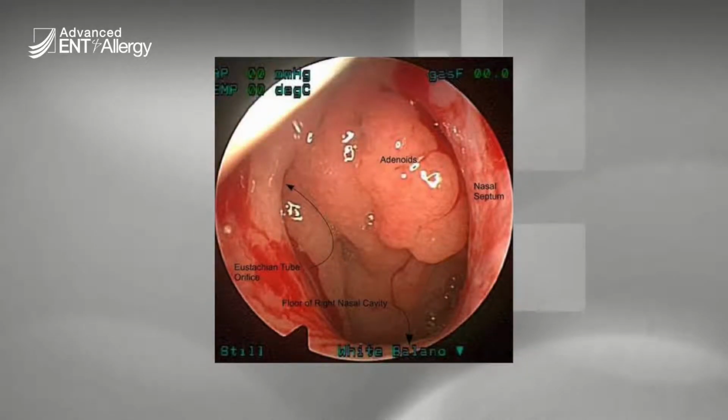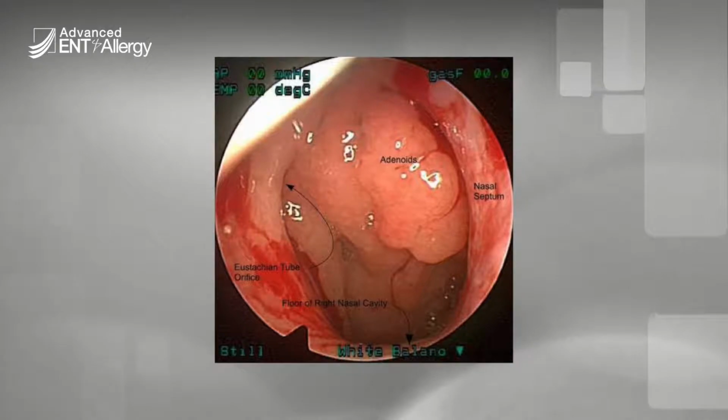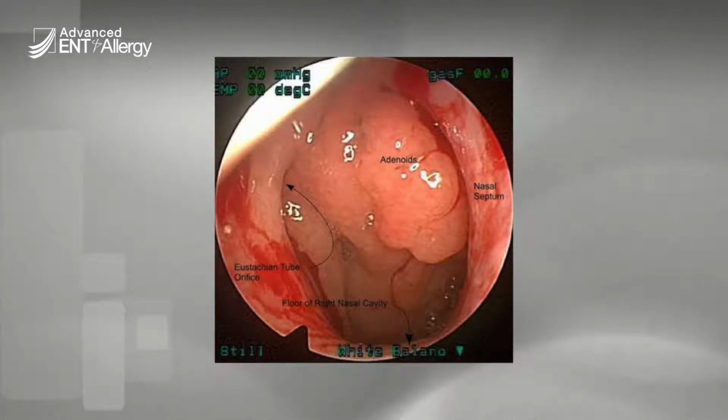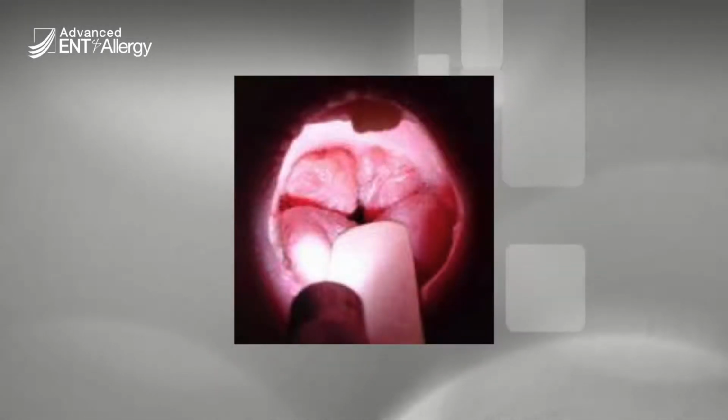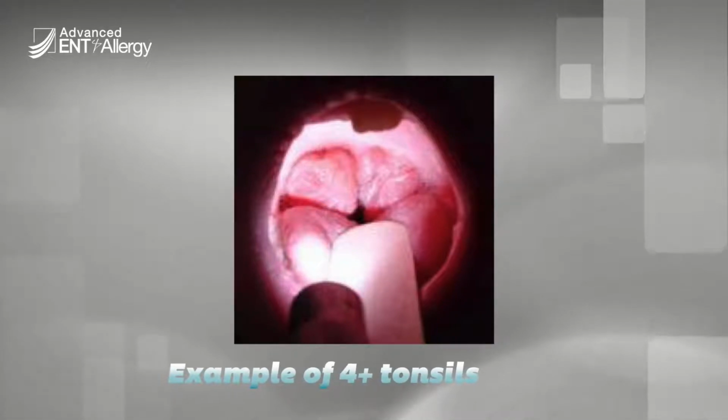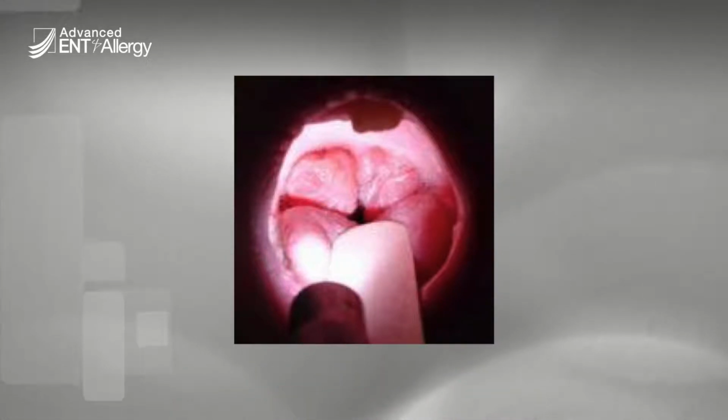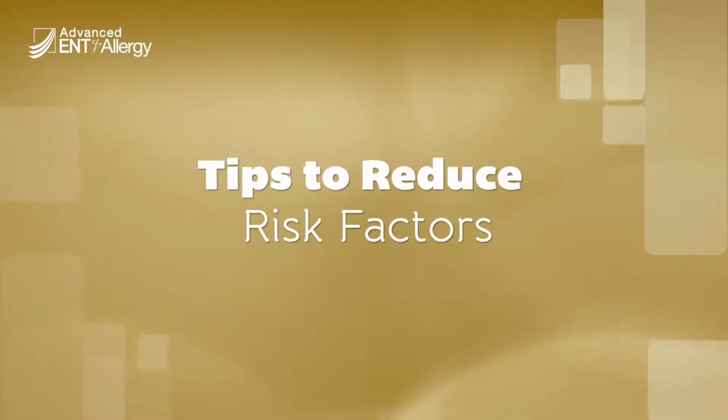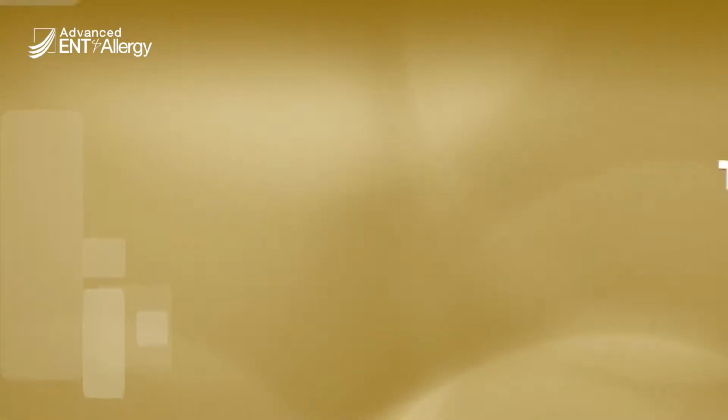And again, here's another view of adenoids that are significantly enlarged. And this is an example of 4+ tonsils. This is just a tongue blade pushing the tongue down, and you can see how large these tonsils are. They're actually touching each other. Okay, so what can you do to reduce your risk factors for your kids and grandkids?